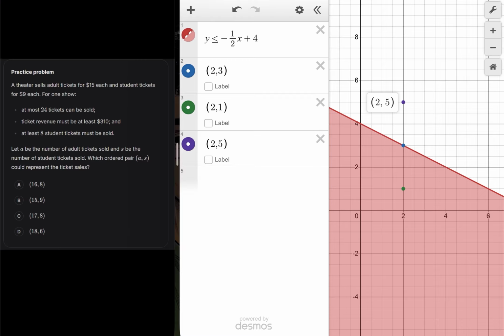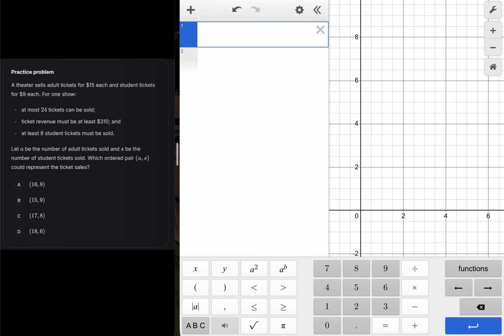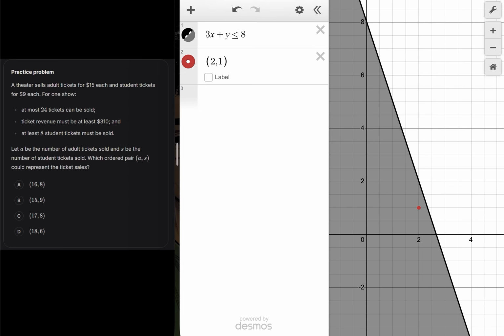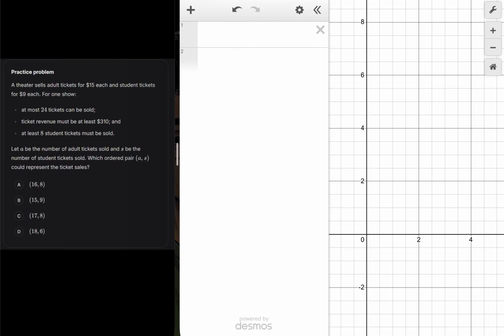Now, when should you not use Desmos? When the question gives you one simple inequality and just one point to check. For example, if you have 3x plus y is less than or equal to 8, and you're trying to see if the point 2 comma 1 satisfies it, you don't need to use Desmos. You can just plug in 2 for x and 1 for y. You get 3 times 2 plus 1, which is 7. And of course, 7 is less than or equal to 8. So that's a really simple inequality where you don't need Desmos.